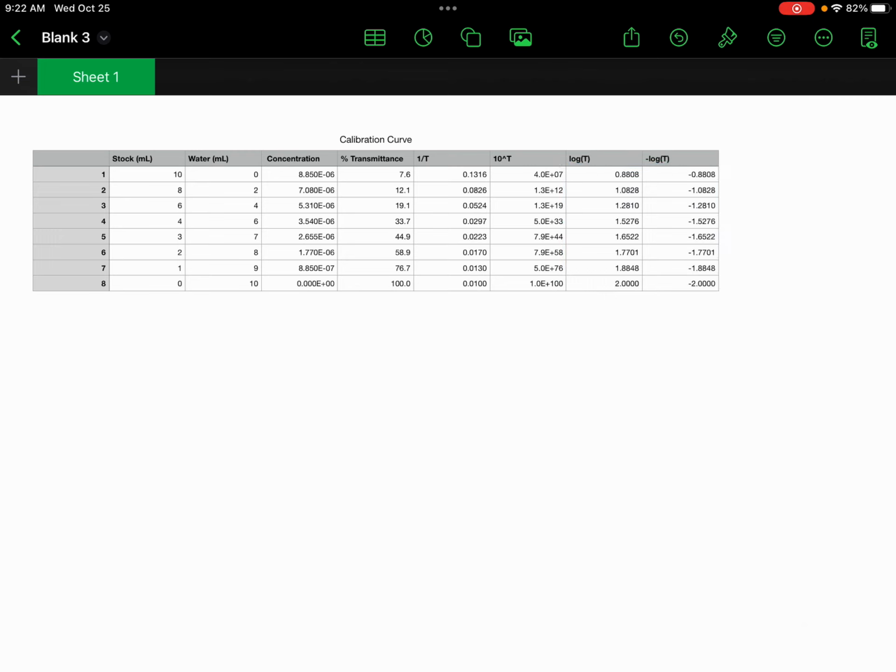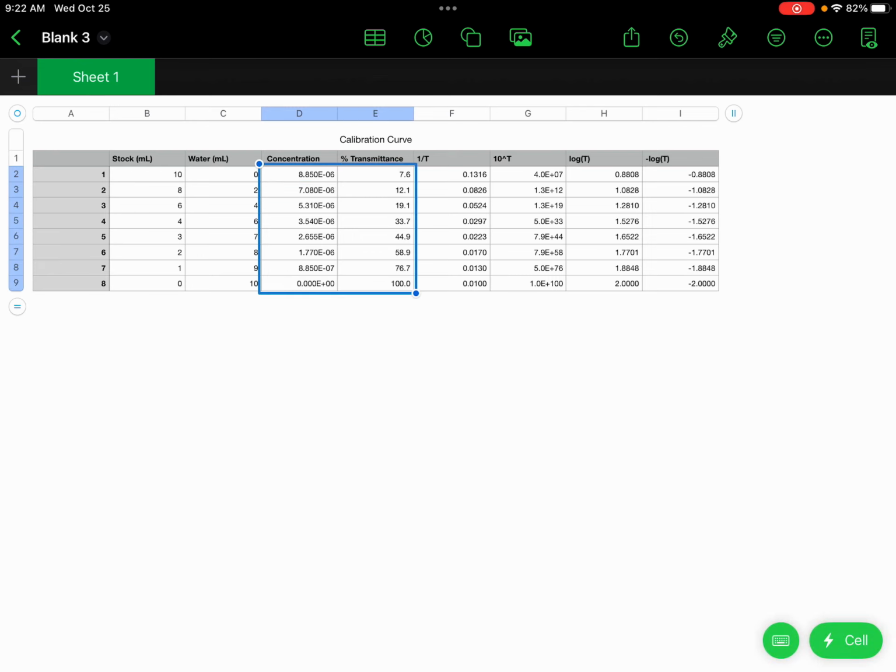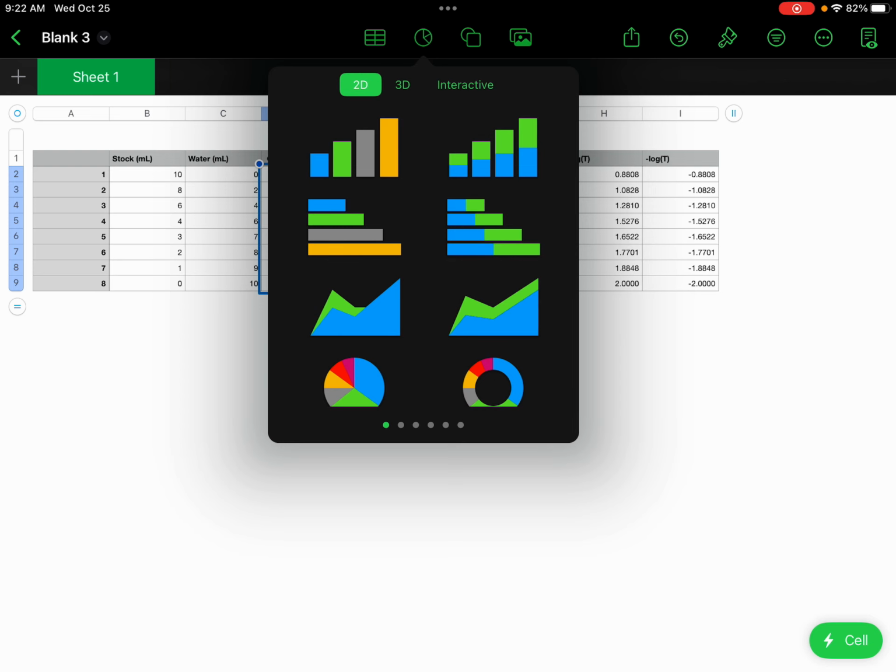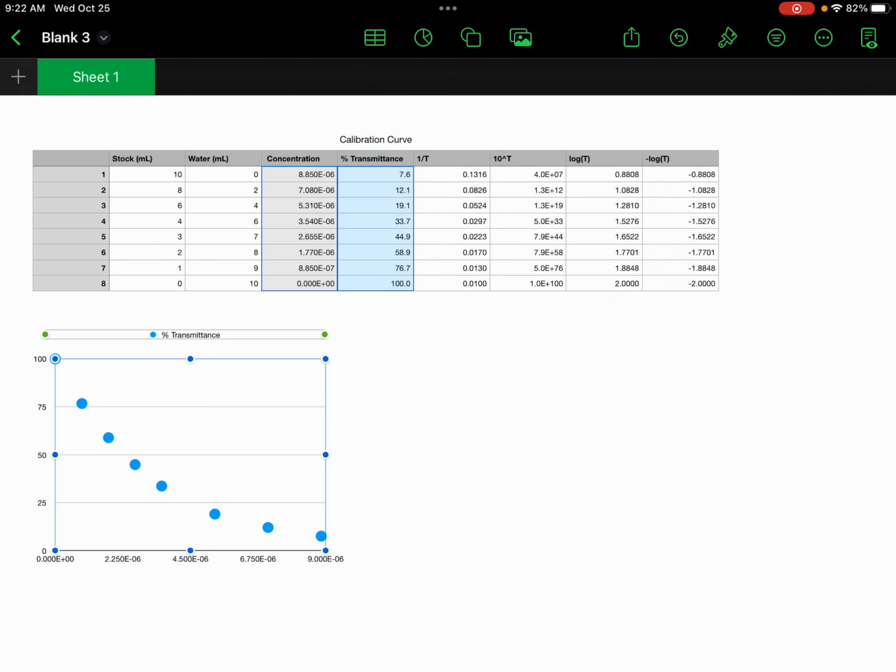The next thing I want to do is make a series of plots to determine which one is a linear relationship. So I'm going to be looking for the plot that has a positive slope and goes through 0. The first one I want to try is just the concentration and the transmittance. If I select the data and hit the graphing key, I want to go to the bottom to a scatter plot. By default, this will graph the percent transmittance on the y-axis versus the concentration on the x-axis. Now, this is not a linear plot, so this is not the relationship that's going to show a linear relationship between the concentration and the transmittance.